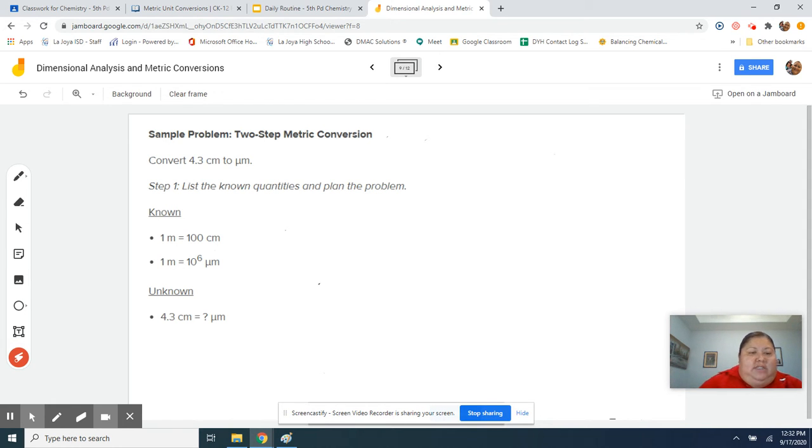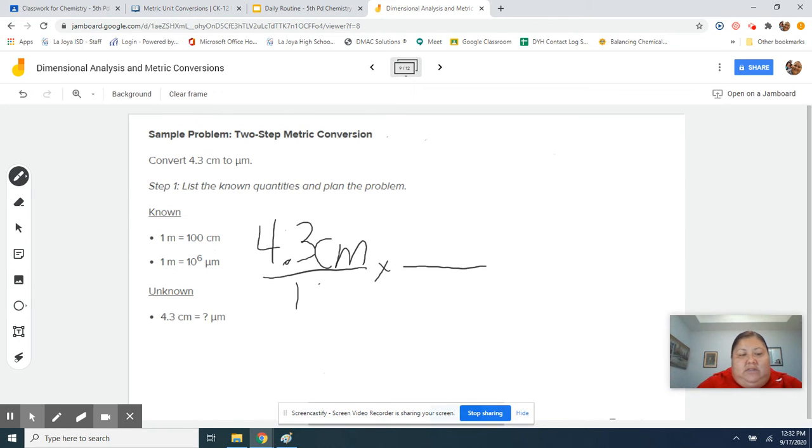All right, so let's use our given information to solve this problem so we can see what they mean by a two-step problem. All right, we got centimeters. Our given information, this is what we know. We know that 1 meter is equal to 100 centimeters, and then we know that 1 meter is equal to 10 to the 6 micrometers. Which one do we use first, guys?